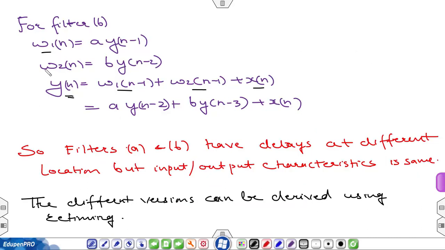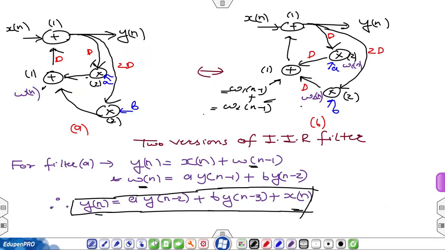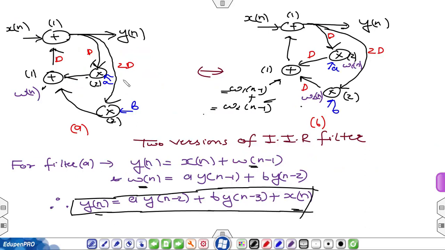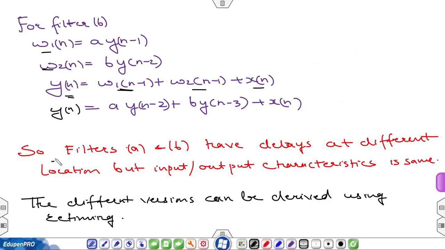Substituting the values of W1[n] and W2[n] into this equation, the final equation is y[n] = a*y[n-2] + b*y[n-3] + x[n]. So the equation is the same. This means that these two filters are two different versions of the same representation. Filter A and B have delays at different locations, but the input output characteristics are the same.